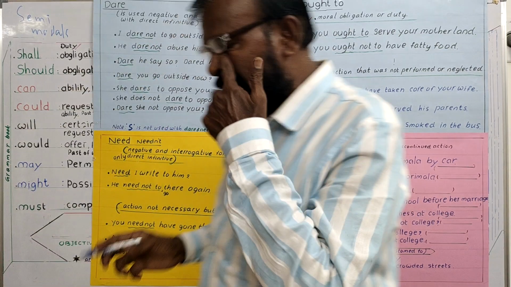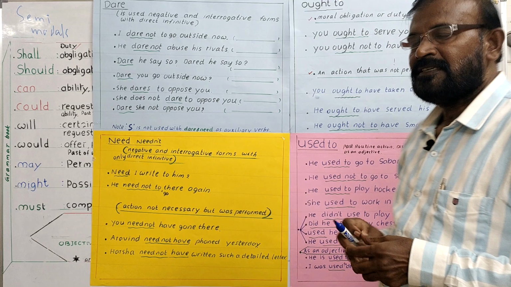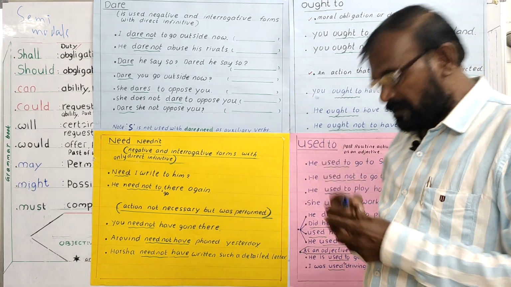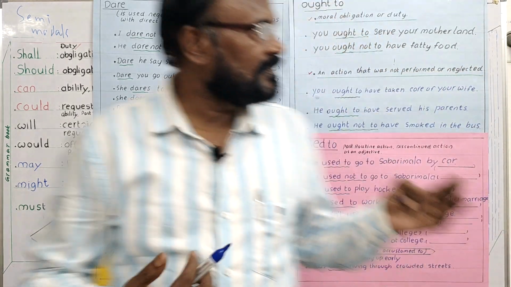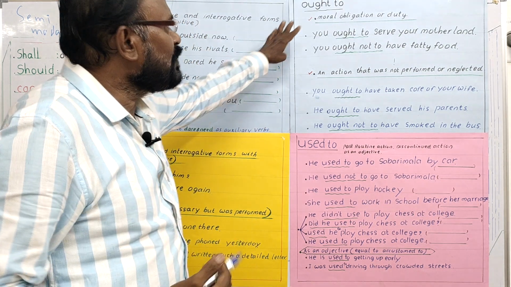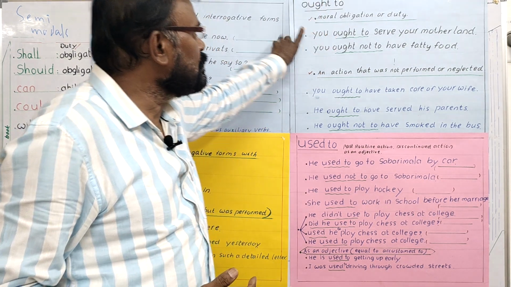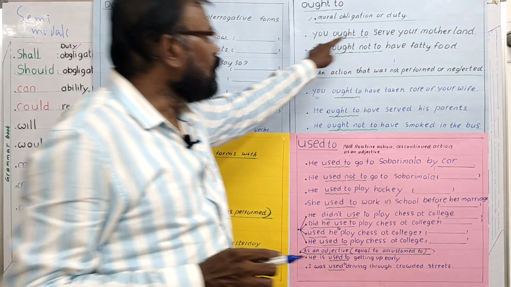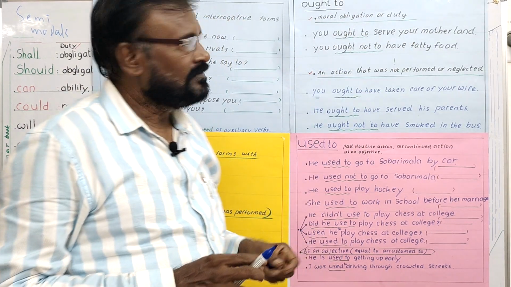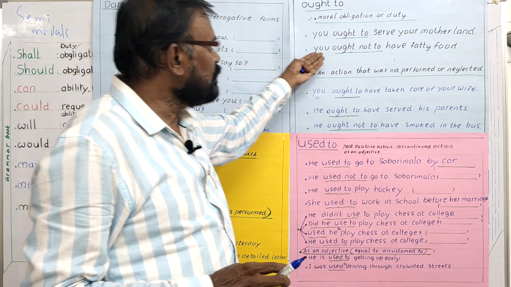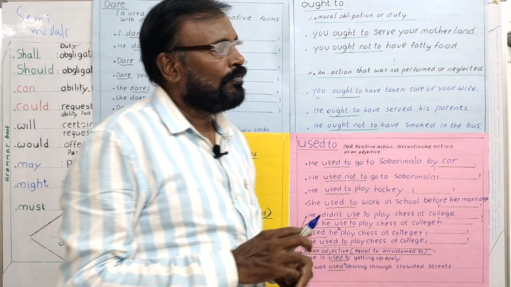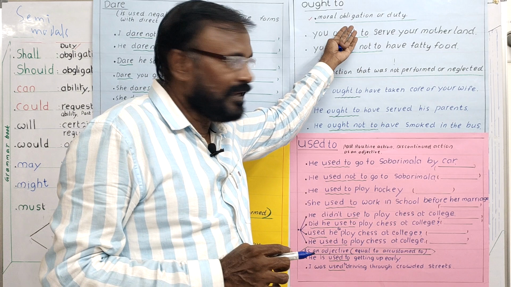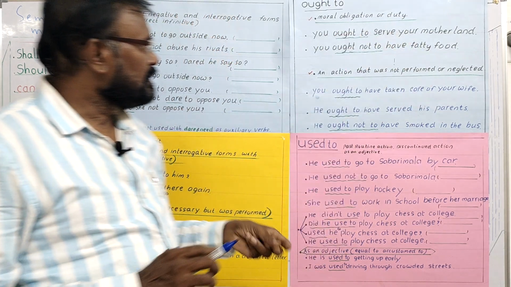It is because these work as main verbs also. See, what are these? Ought to. Ought to is used for moral obligation or duty. You ought to serve your motherland. It is a moral obligation. You ought not to have fatty food. It is an advice or some duty.